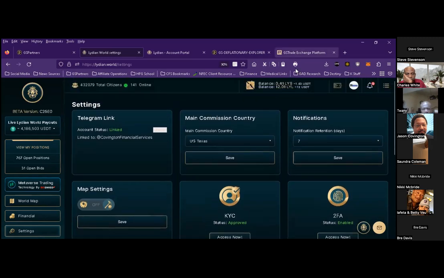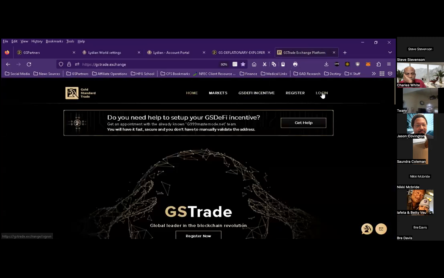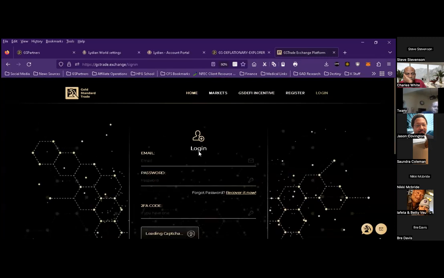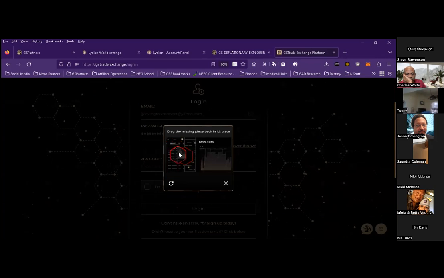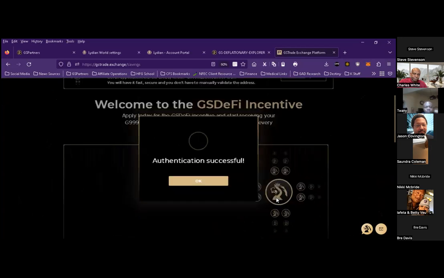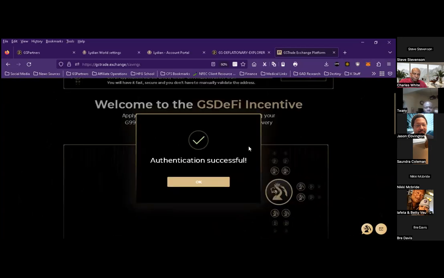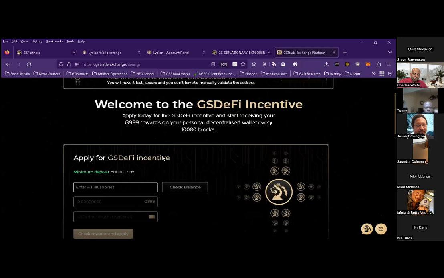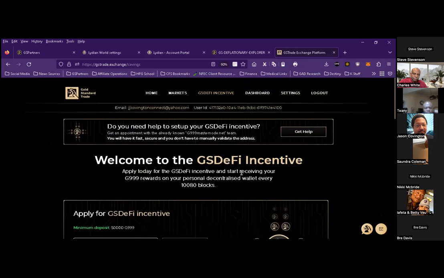Okay, so I'm going to go ahead and get into my GS Trade, and I'm going to show you where the link comes in. All right, so let's do the I'm not a robot, because I'm not, as far as I understand it. There we go. And then I do my two-factor authentication. There we go. And log in. Now, right away, the first thing it's going to do is drop you right into the GS DeFi thing, which I don't have one anymore at the moment. But that's where it's going to drop you.